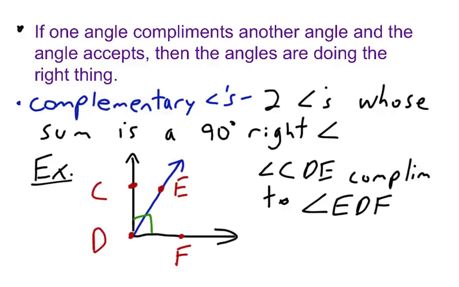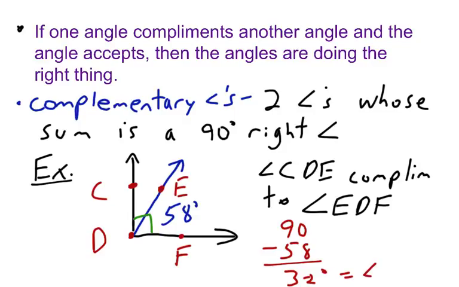So let's say, for instance, that angle EDF was 58 degrees. Then we could just do 90 minus 58, and 90 minus 58 gives us 32. So that means that would have to equal angle CDE. So if you know one, you can find the other just by subtracting from 90.